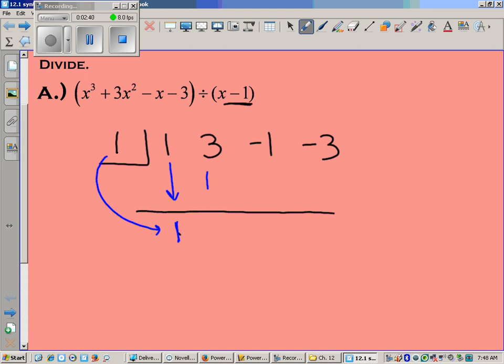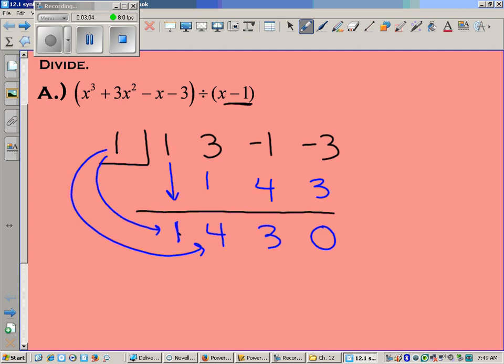So what's 3 plus 1? 4. I'm going to do it again. What is 1 times 4? 4. What is -1 plus 4? 3. Do it again. What's 1 times 3? 3. What's -3 plus 3? 0. My last number is a 0, which means it goes in evenly. There is no remainder. Okay?